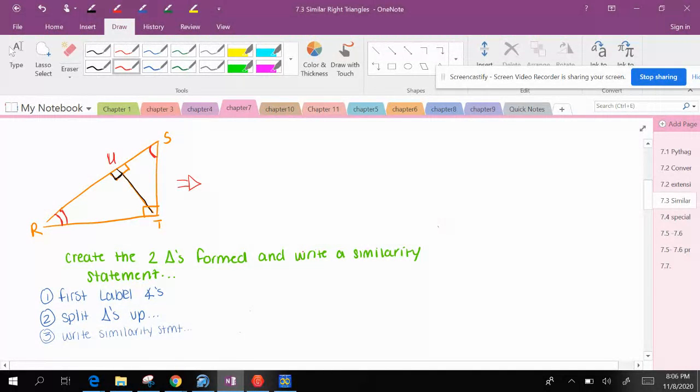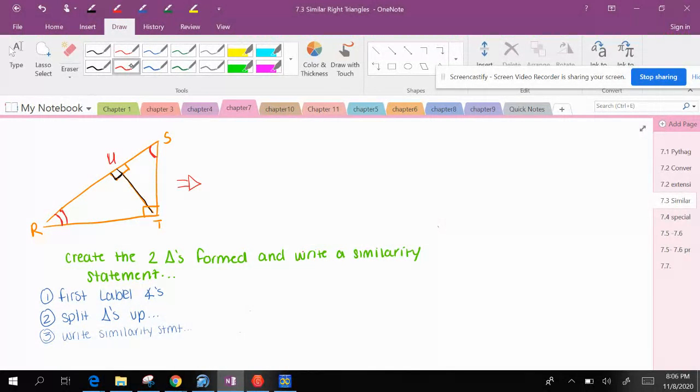If they don't give you them, just put them, so that when you're picking apart your triangles, it'll be easier to match up the vertices. It's not a guessing game then. Step 2, split the triangles up. Step 3, write our similarity statement.